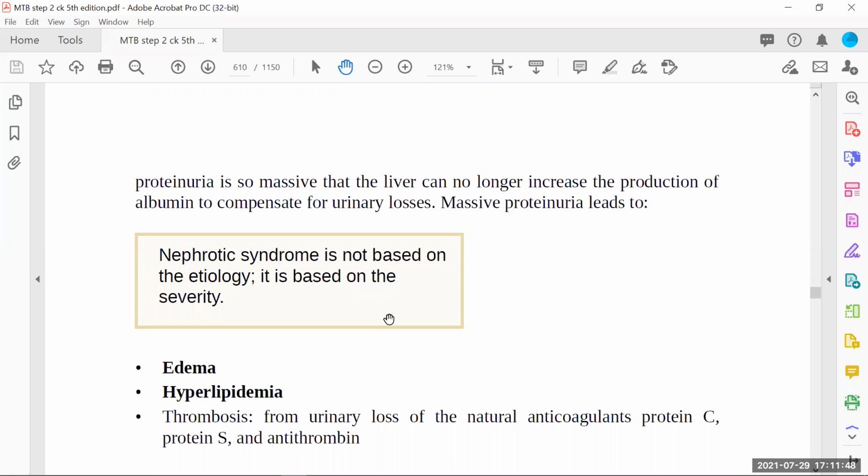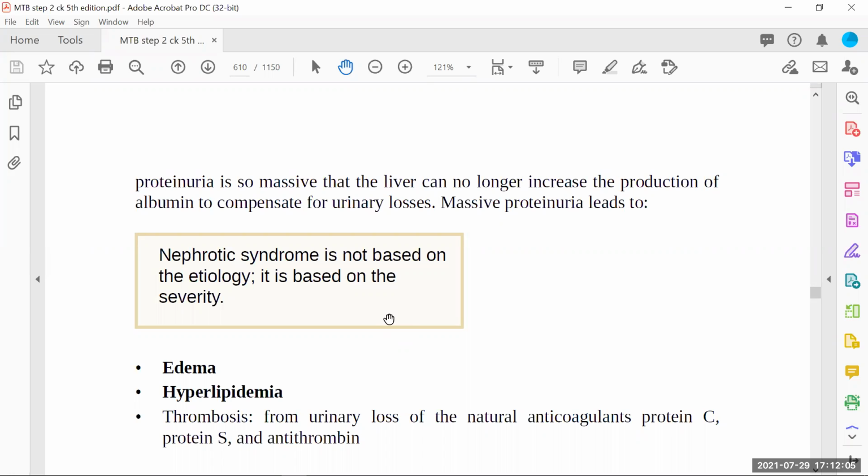But once the protein is not there, the whole fluid is going to come into the extracellular spaces. There will be no intracellular fluid. Then what will happen? There will be too much edema. The whole body is getting edematous. There will be hyperlipidemia. There will be thrombosis from urinary loss of the natural anticoagulant.